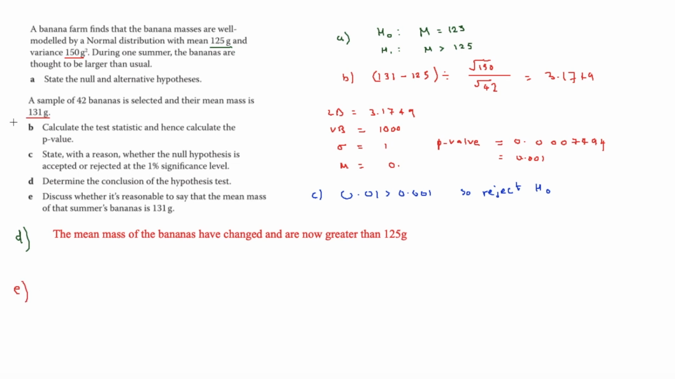Then finally in E, it says discuss whether it is reasonable to say that the mean mass of that summer's bananas is 131 grams, and that's what we got in those 42 bananas. For this, it's not actually reasonable to say this, and you say that no, it isn't, because we have only found that the mean is greater than 125 grams. That's all we've shown. We haven't shown anything else, and even though 131 grams may be a good estimate, we haven't shown that from the calculations that we've done.